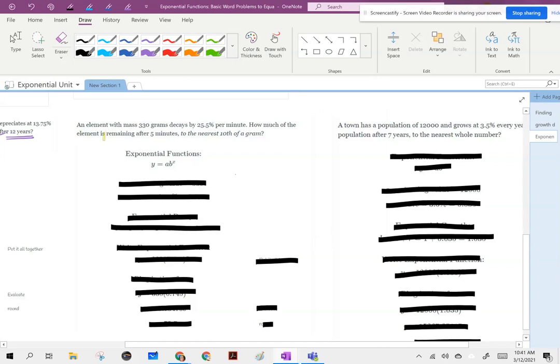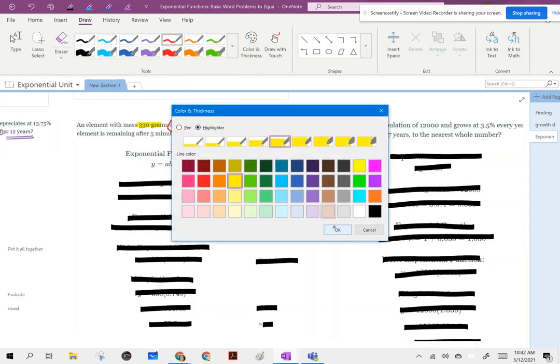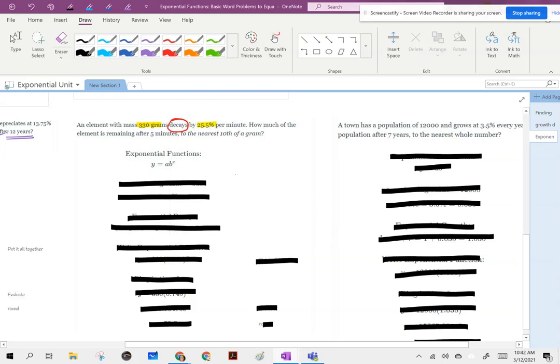It says an element with a mass of 330 grams decays by 25.5% per minute. How much of the element is remaining after 5 minutes to the nearest tenth of a gram? So always read it first. Second time through, we mark it up. So an element with a mass of 330 grams, and it decays by 25.5% per minute. How much of the element is remaining after 5 minutes? And we need to go to the nearest tenth.